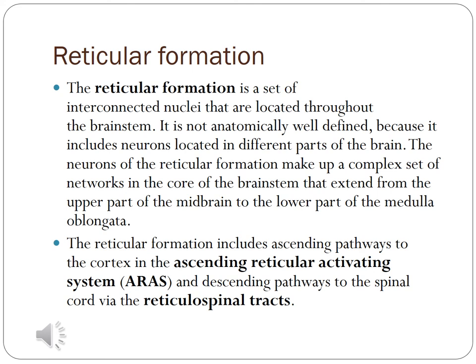So these neurons of the reticular formation make up a complex set of networks in the core of the brainstem that extends from the upper part of the midbrain to the lower part of the medulla oblongata. The reticular formation includes ascending pathways to the cortex in the ascending reticular activating system and descending pathways to the spinal cord via the reticulospinal tract.